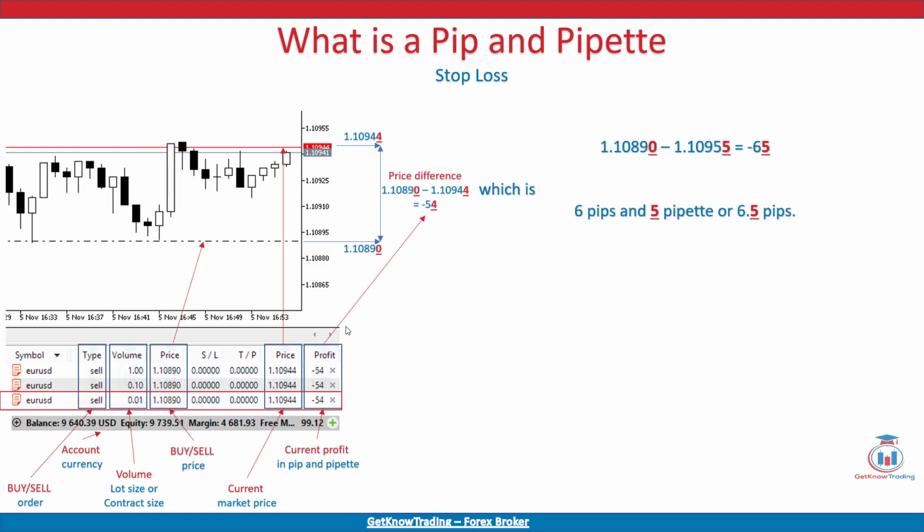If I want to set a stop loss, I need to find the price that is above the current price. The price can be from 1.10944 and above. If I want to have a stop loss at the price 1.10955, then I will set a stop loss that will be minus 65, which is 6 pips and 5 pipettes, or 6.5 pips. Remember that the value you see in the column profit is shown with pipettes and you need to divide that amount by 10 to get the correct value of how many pips is the profit.